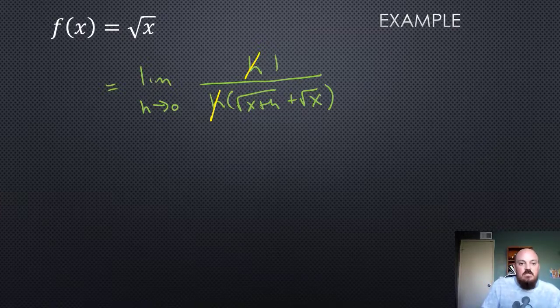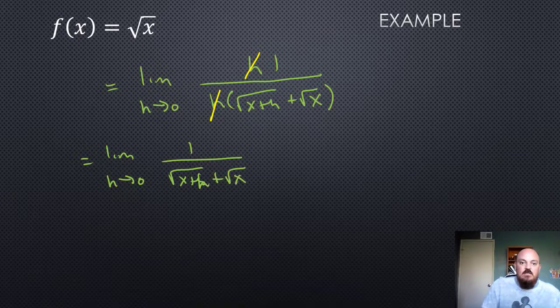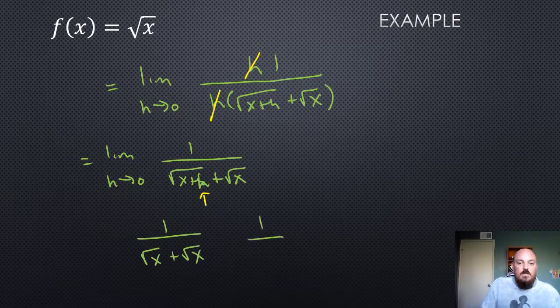So what I have is the limit as h approaches 0 of 1 over the square root of x plus h plus the square root of x. And now we can do direct substitution. Now I can plug a 0 in right there for that last h. So when I plug in 0, remember the h's basically disappear. So you get 1 over square root of x plus square root of x, or basically 1 over 2 times the square root of x. Now that's our derivative. That's f prime of x.